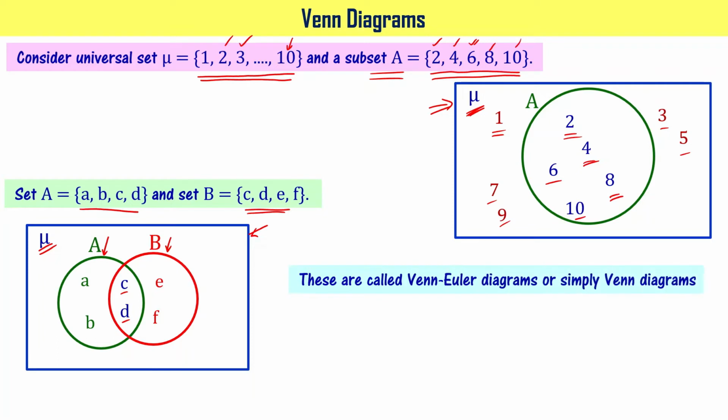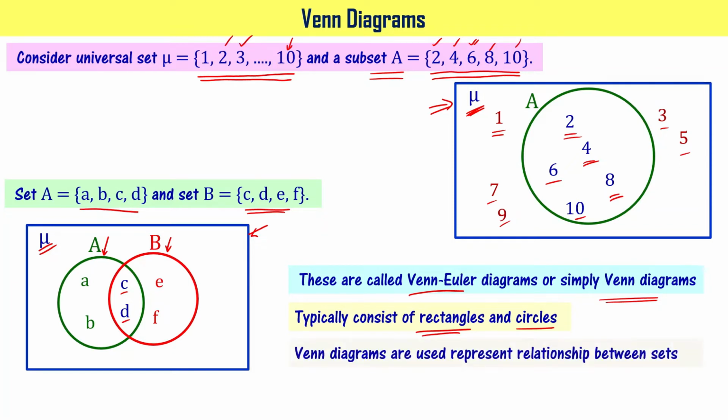These figures are called Venn-Euler diagrams or simply Venn diagrams. Please note this. Whatever figures we have drawn, representation of sets using circles and rectangles, this is called Venn diagrams. Typically, they consist of rectangles and circles. Of course, you can use ellipses and squares also, right?